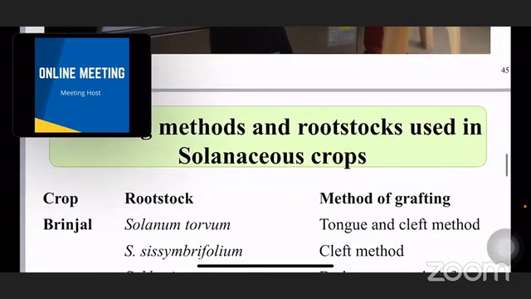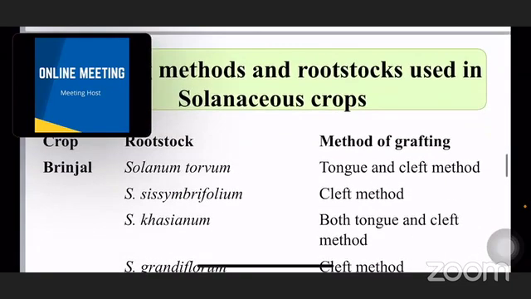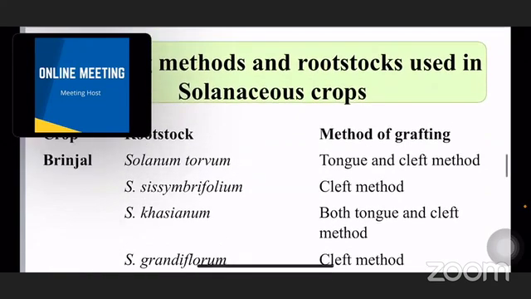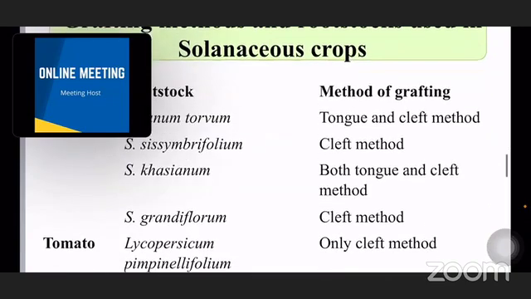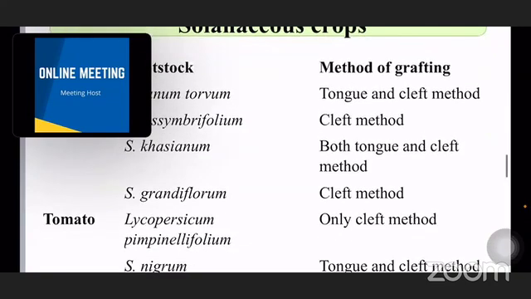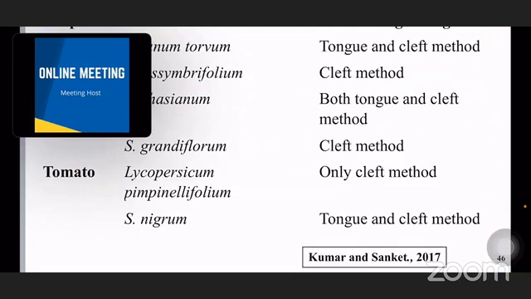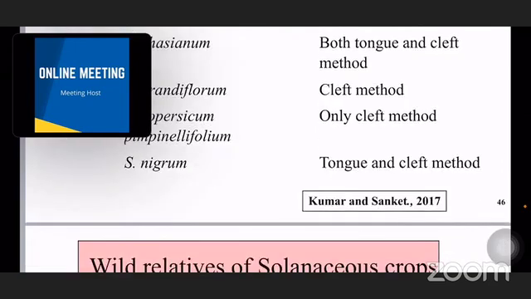Then here are the grafting methods and rootstocks used in the solanaceous crops. In case of brinjal, for verticillium wilt, fusarium wilt, and bacterial wilt, these are the rootstocks commercially used: Solanum torvum, then Solanum sisymbriifolium, Solanum grandifolium. These rootstocks are suitable for controlling soil-borne pathogens. In case of tomato, Lycopersicum pimpinellifolium and Solanum nigrum and also Solanum torvum are used. Much research has been done by our seniors, juniors, and classmates, and very good results were found from this grafting work.